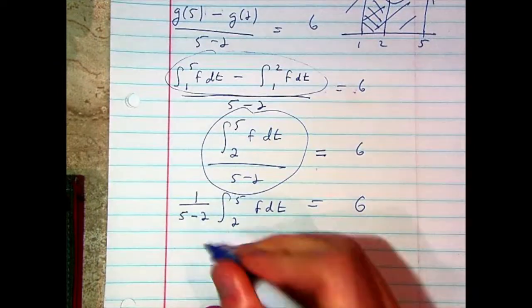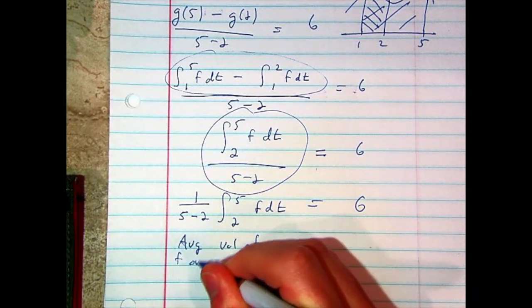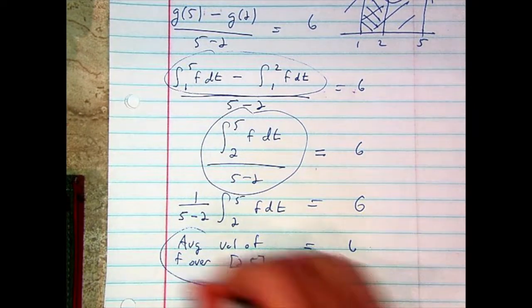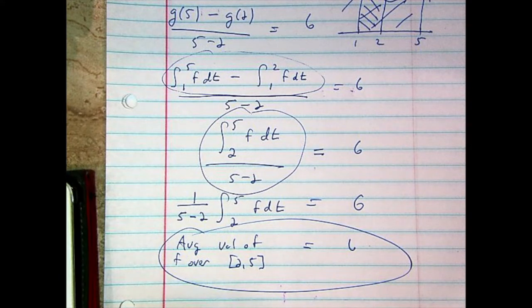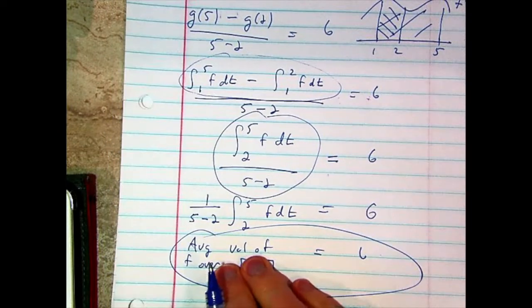So this is telling us that the average value of f over the interval 2 to 5 is equal to 6. And that is choice A in the problem, right? So it's actually A.